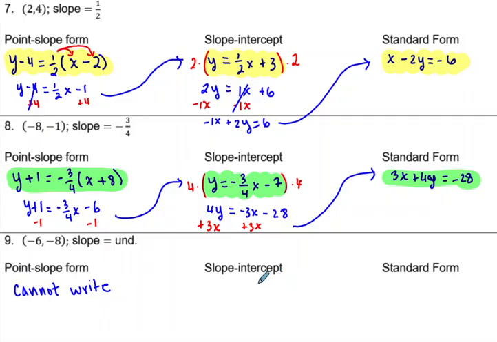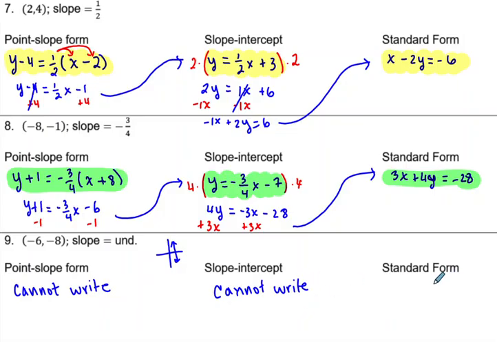And then even for this one, because it is an undefined slope, I cannot write it in slope intercept form because it's not going to have y in it. Remember that an undefined slope is a vertical line, okay? So it doesn't cross the y-axis at all. So cannot write here as well. I can only write it in standard form.